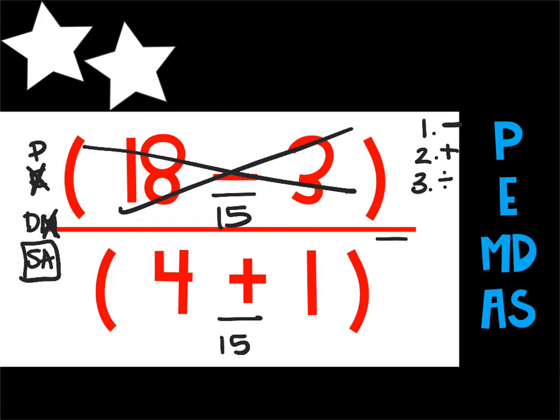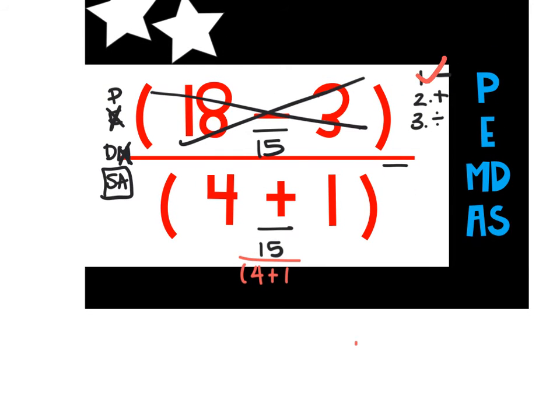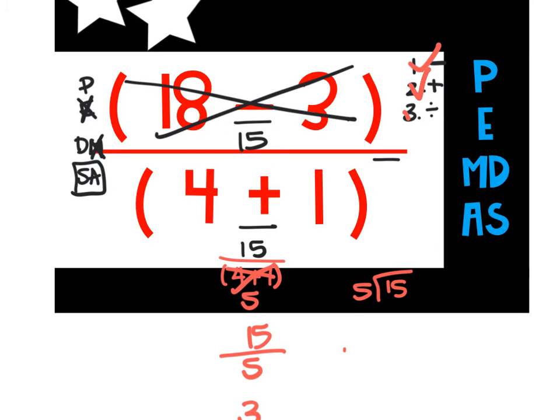Let me change my color. Okay, then I'll check it off. Then I'm going to add, and I'll do 4 plus 1 is 5. Cross it out, bring everything else down. 15 divided by 5. If you don't know it, come over here to the side and do it, but you should know it because it's 3, and there's your answer. And there's your V for victory.